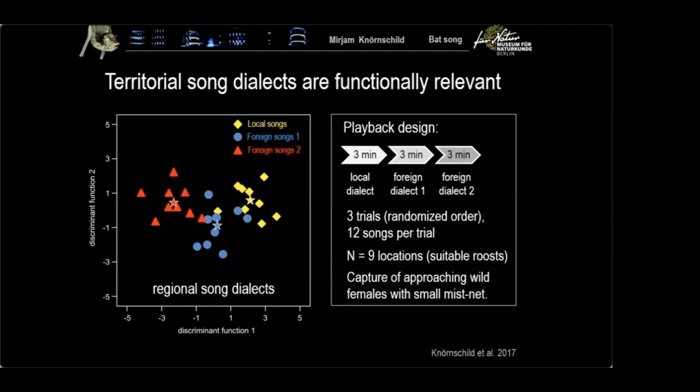And then we tried to capture approaching wild bats, in our case females, with very small mist nets, 2 by 2 meters square area, placed directly in front of the speaker. We were testing whether these songs would elicit phonotaxis, approach behavior so strong that we would actually be able to capture these wild females, and whether the different dialects would be attractive to different degrees to our bats.